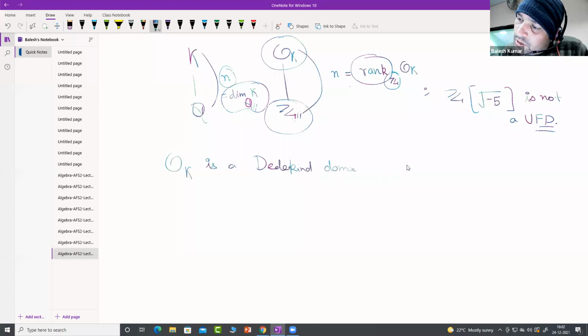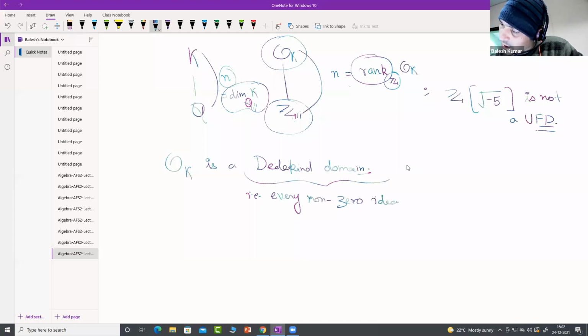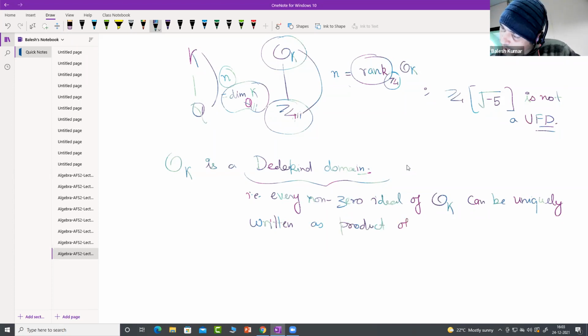Dedekind domain. Since we are discussing in this whole lecture the notion of factorization, let me quickly say what we mean by Dedekind domain in terms of factorization. The meaning is that every non-zero ideal of O_K can be uniquely written as a product of prime ideals.